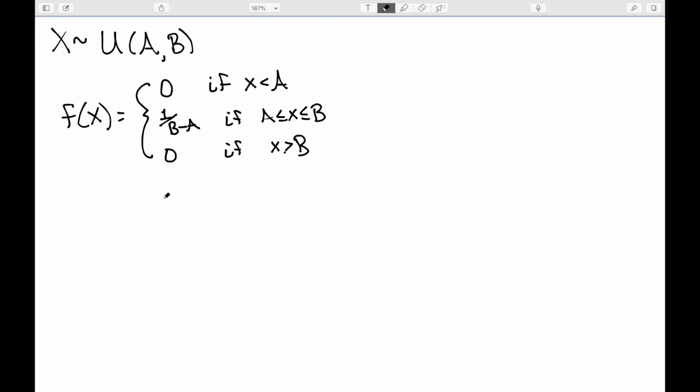This time, let's consider the uniform distribution from a to b. So instead of from 0 to 1, we're going to pick any random interval. In this case, the PDF is given by 0 if x is less than a, 1 over b minus a if x is between a and b, and it's 0 if x is greater than b. So this here is my PDF, and I want to find the CDF.